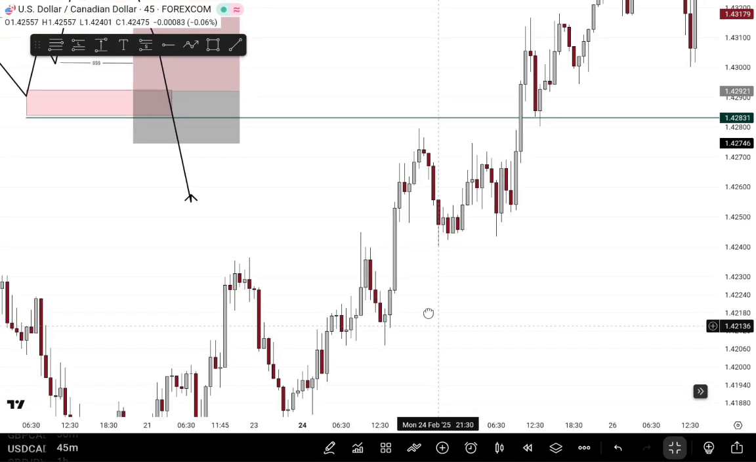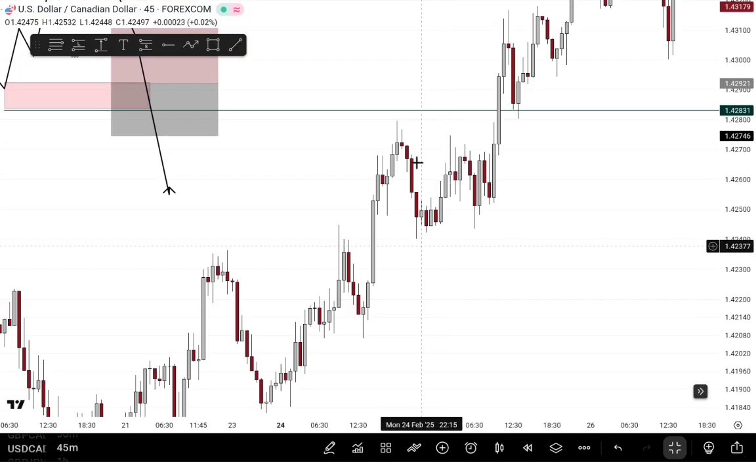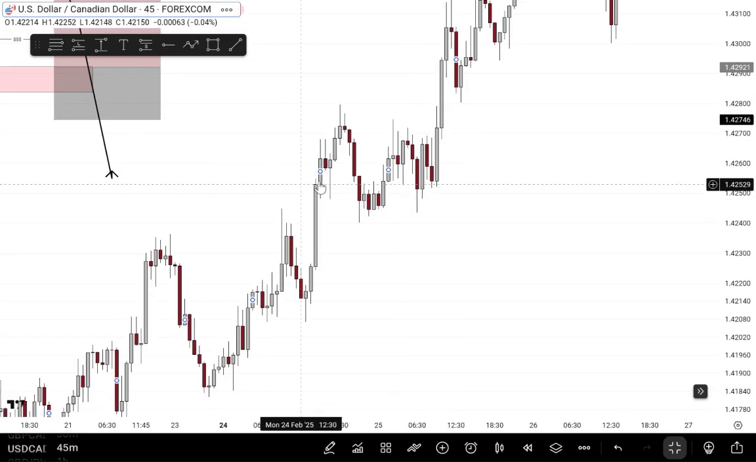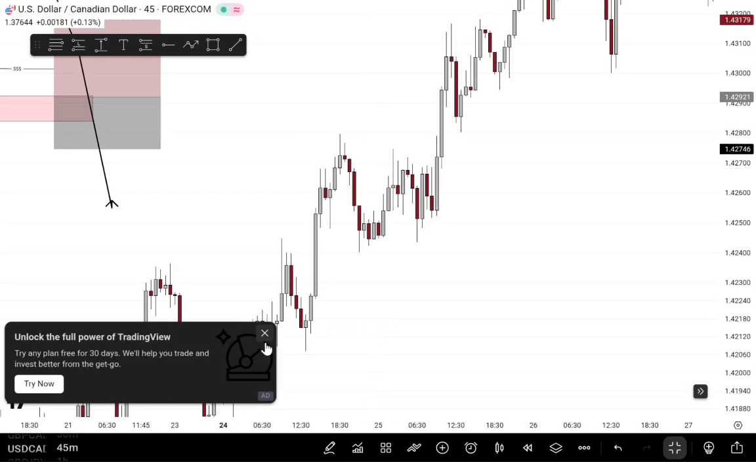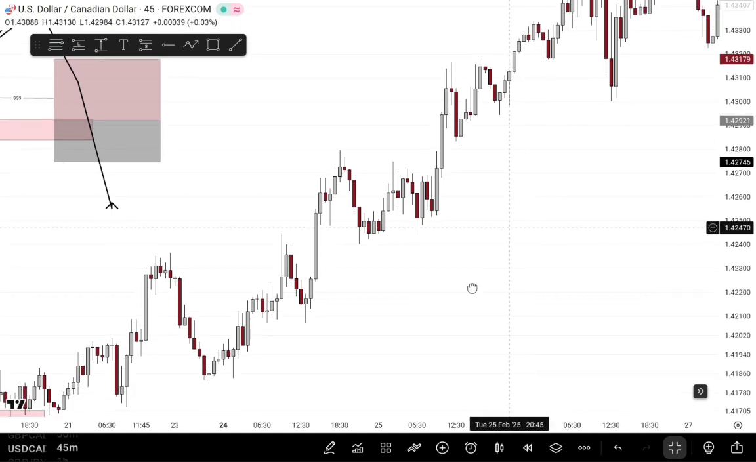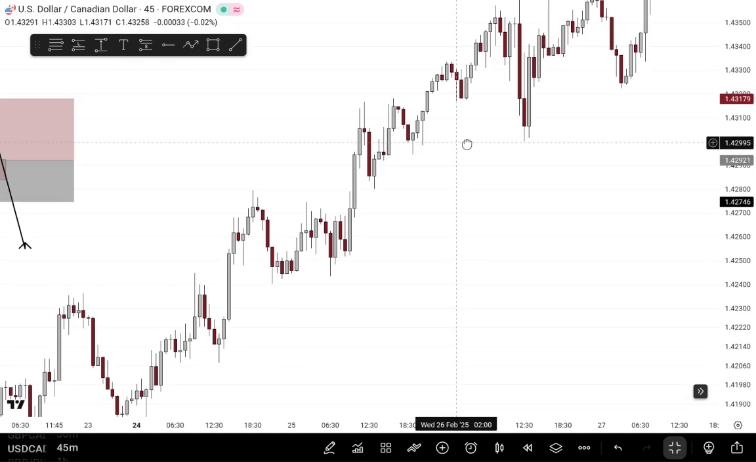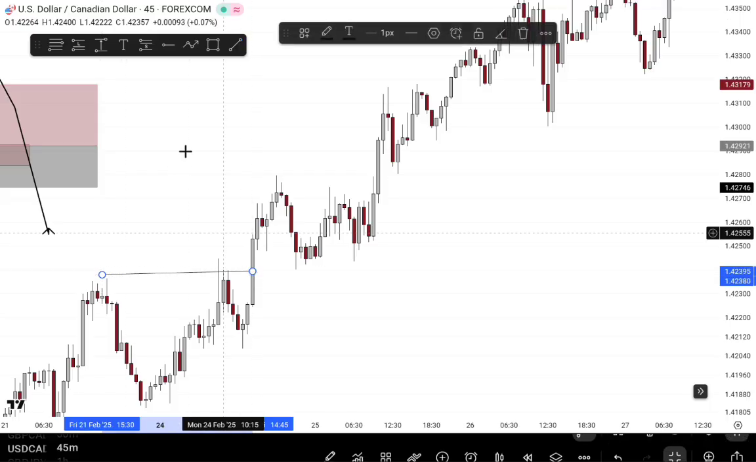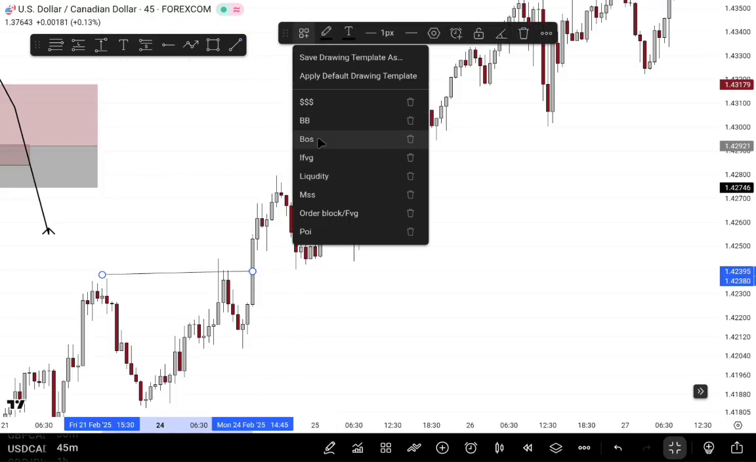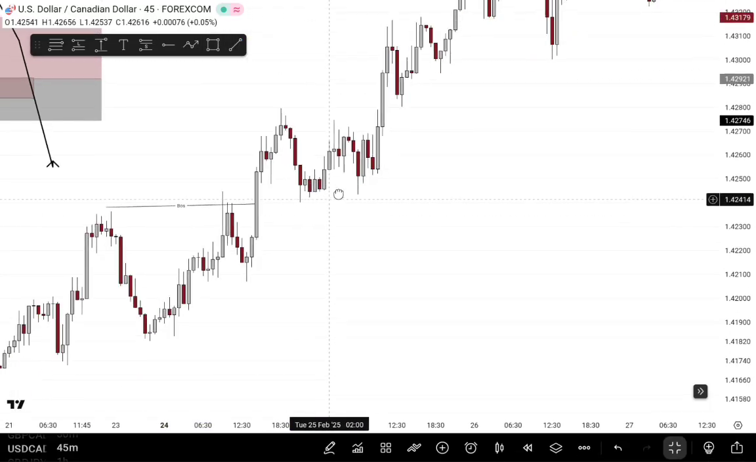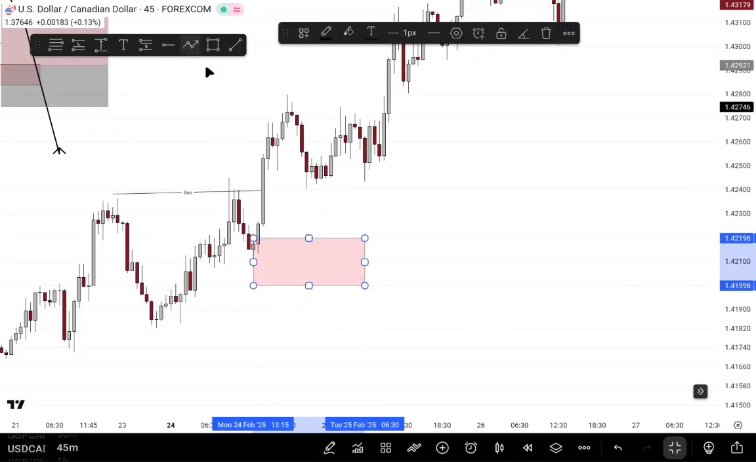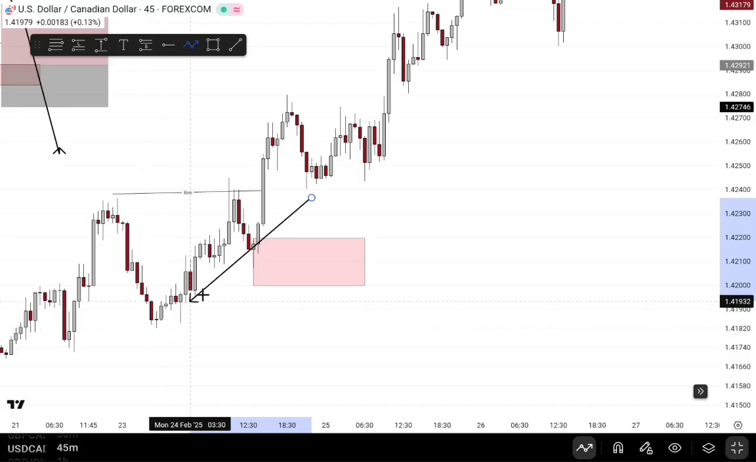Right now, especially, you need to really understand the discount pricing array and also the premium pricing array, because it's very important. So we have a break to the upside at this point. Now this order block you are currently seeing here is carrying a lot of liquidity beneath it. It carries a lot of liquidity below it.